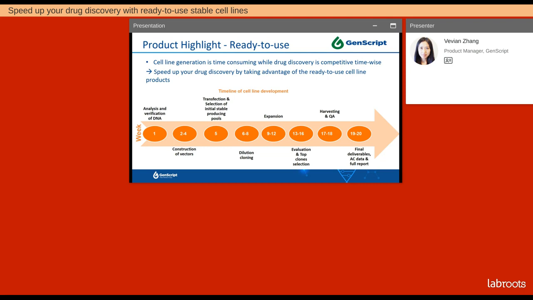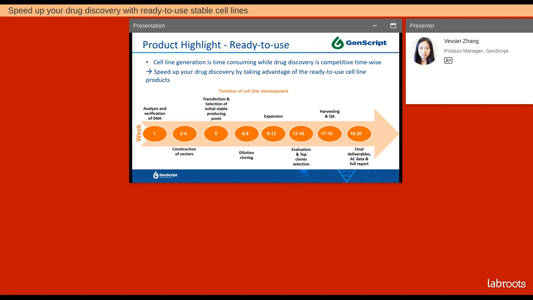In week 1, you need to do your analysis and verification of the DNA. After that, it takes about a couple of weeks for the construction of the vectors. Starting in week 5, which is your second month, you can do transfection and selection of the initial stable producing pools. And then it will be another couple of weeks for dilution cloning. Only starting in the third month, which is week 9 to week 12, you can do expansion.